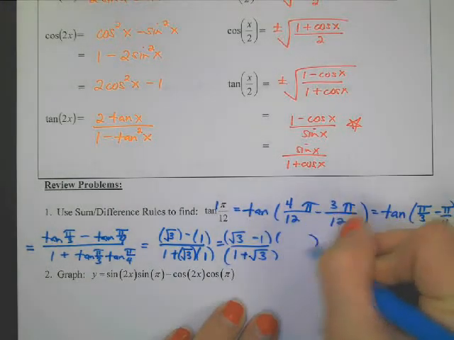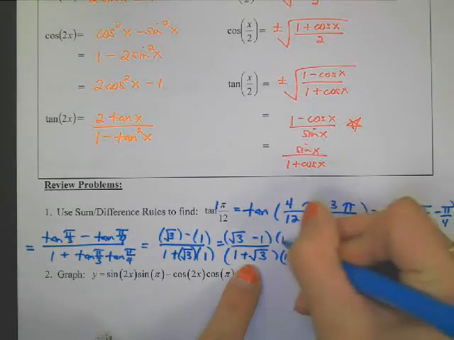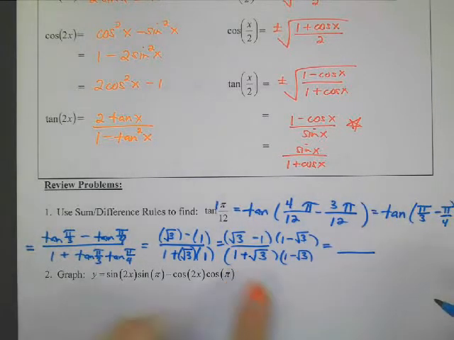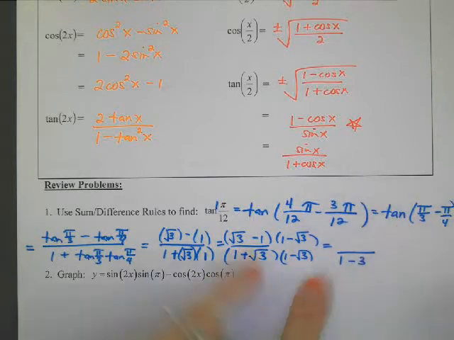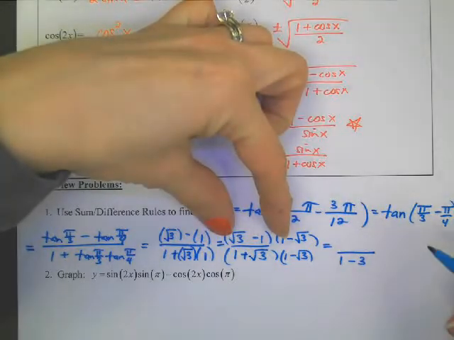We're going to multiply top and bottom by the conjugate of the denominator. So 1 minus radical 3. All right, doing that is going to make a difference of squares in the bottom. And that's going to be 1 minus 3. The numerator is going to be radical 3.